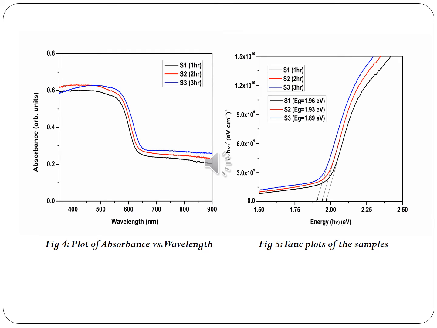From figure 5 we can see all the Tauc plots of the samples. For the sample S1, from the Tauc plot we have calculated the band gap to be around 1.96 electron volt. For S2 the band gap is 1.93 electron volt and for S3 the band gap is found to be around 1.89 electron volt respectively.